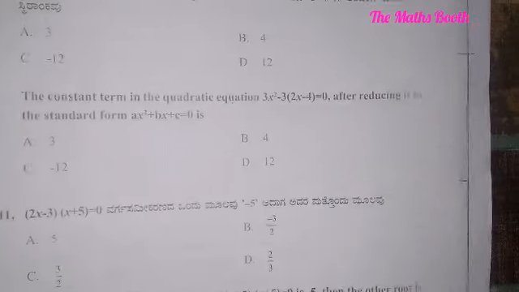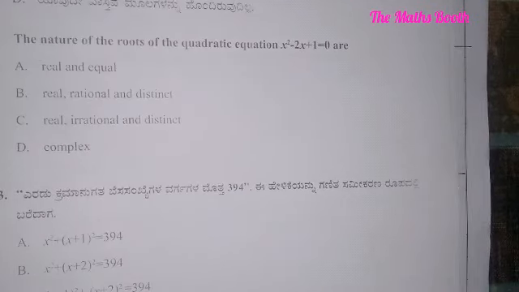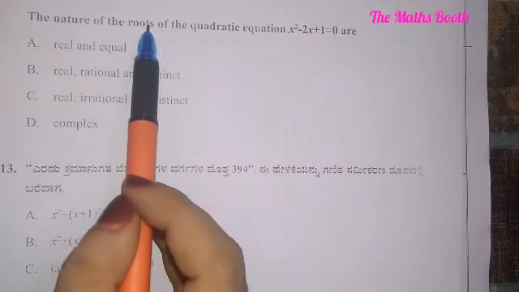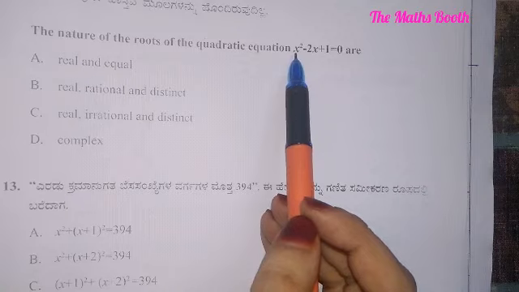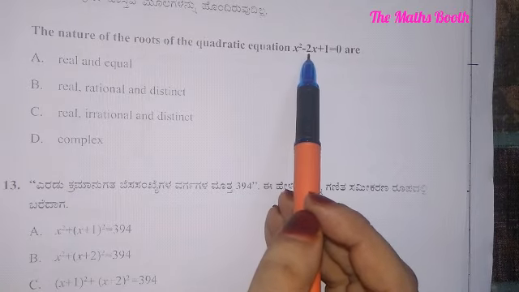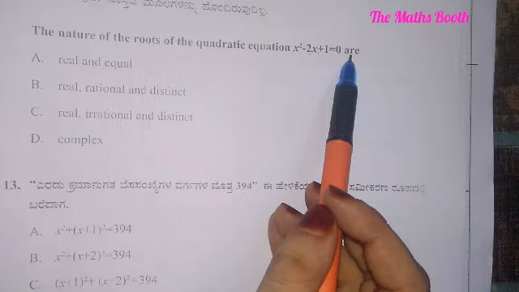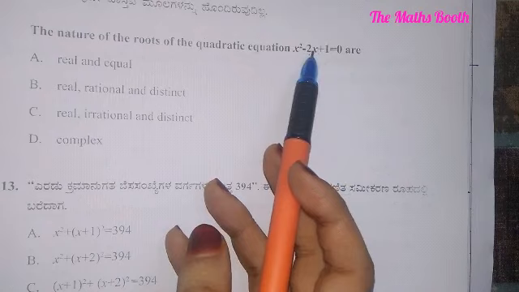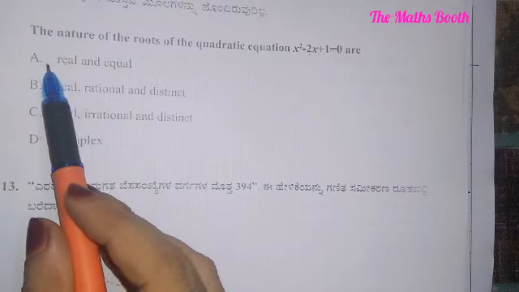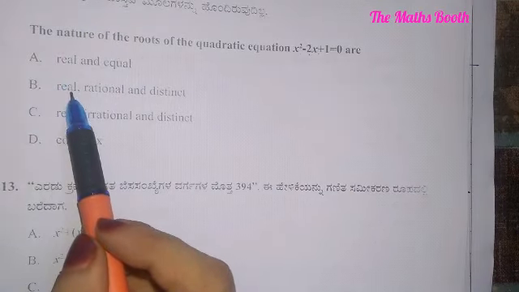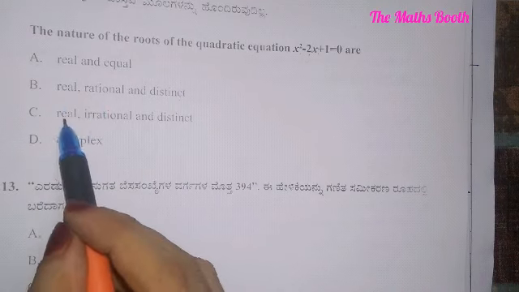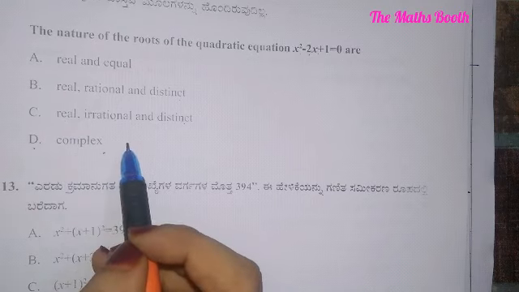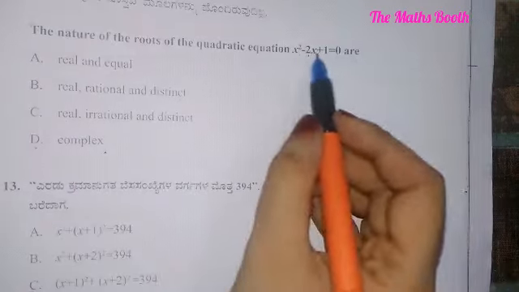So the next question, question number 12. The nature of roots of the quadratic equation x square minus 2x plus 1 equal to 0 are. Here we have to write the nature of roots of this quadratic equation. Option A is real and equal. B, real, rational and distinct. C, real, irrational and distinct. D option is complex.